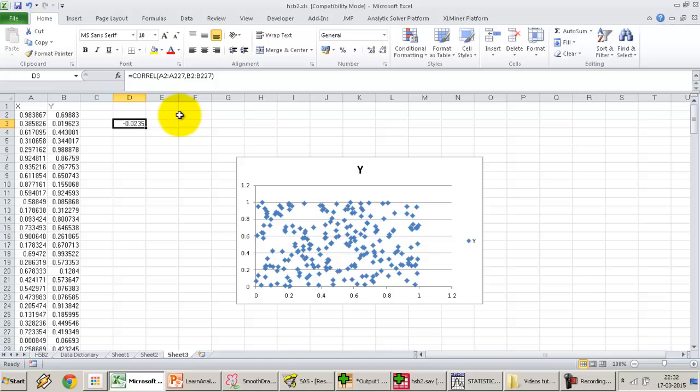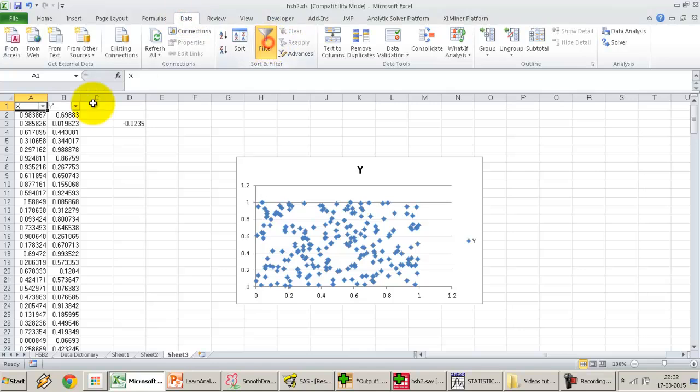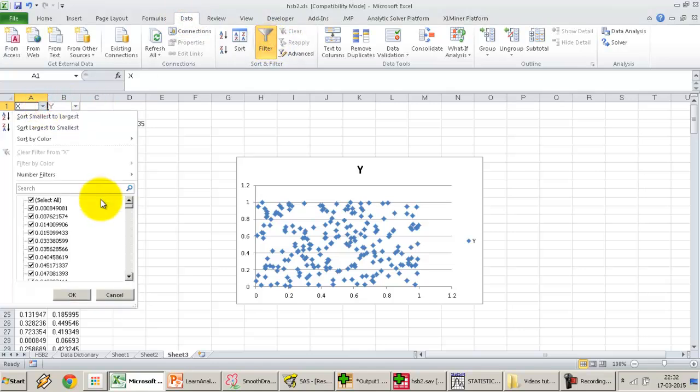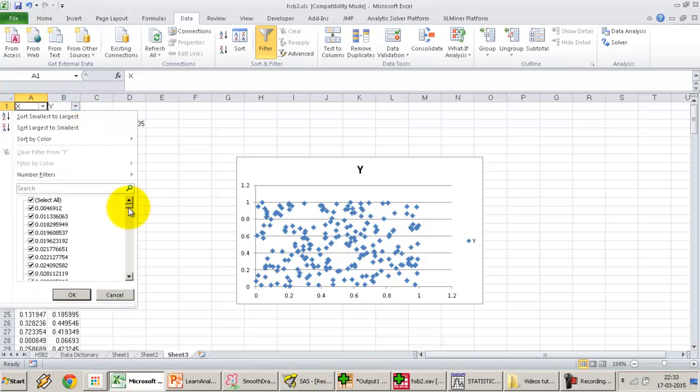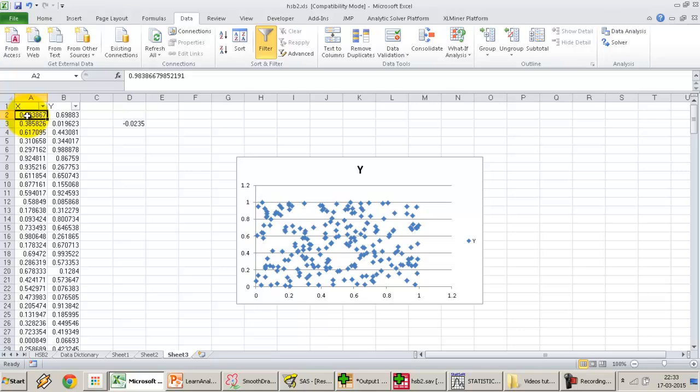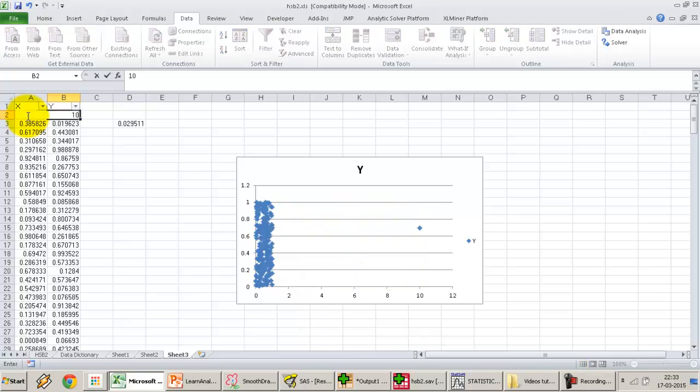Now I'm going to introduce one outlier. Over here, both x and y are ranging between 0 and 1. There's no observation which is less than 0, and no observation which is greater than 1, and this is true for both x and y. So as of now, we don't have an outlier in the data set. But I'm going to introduce one outlier: an observation with value of x as 10 and y as 10.